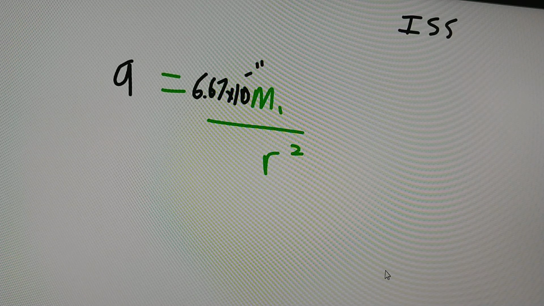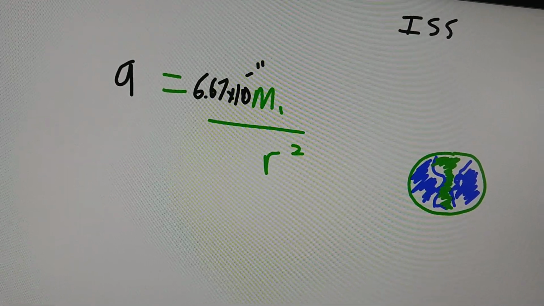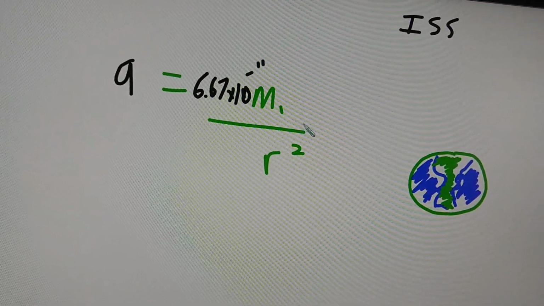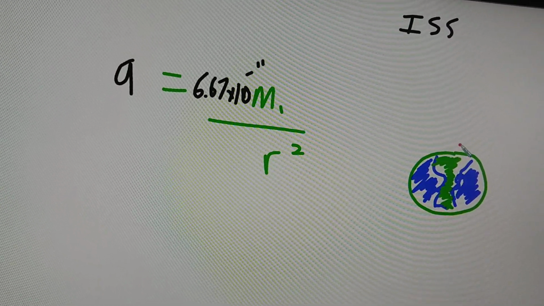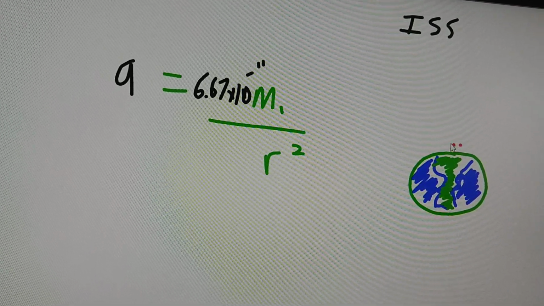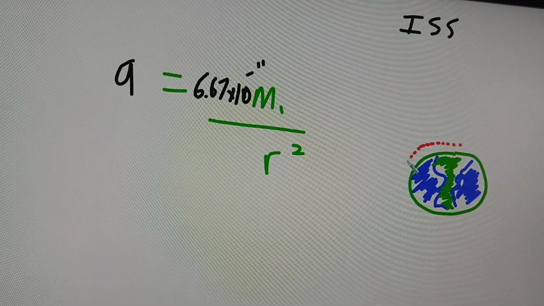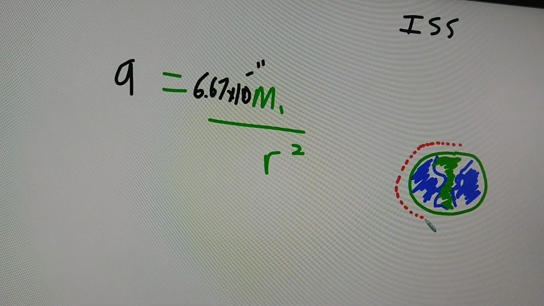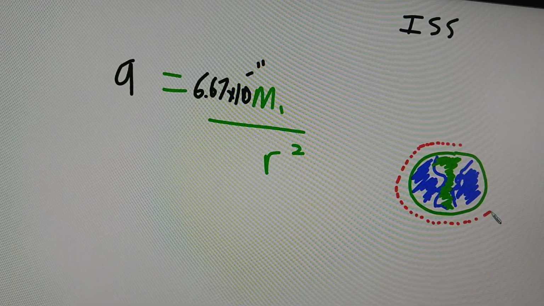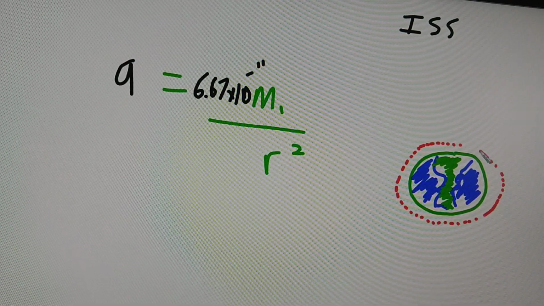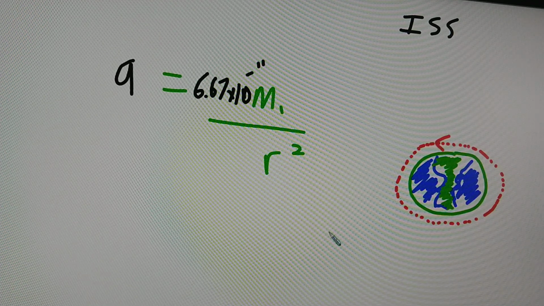Now, we've done 1, 2, and 3. The International Space Station is going to be orbiting the Earth. Let me draw you a picture. All right, here's an absolutely terrible picture of the Earth. And here's the International Space Station. Now, it's orbiting the Earth. And we're going to have to calculate its acceleration. Now, this acceleration is in a circle.